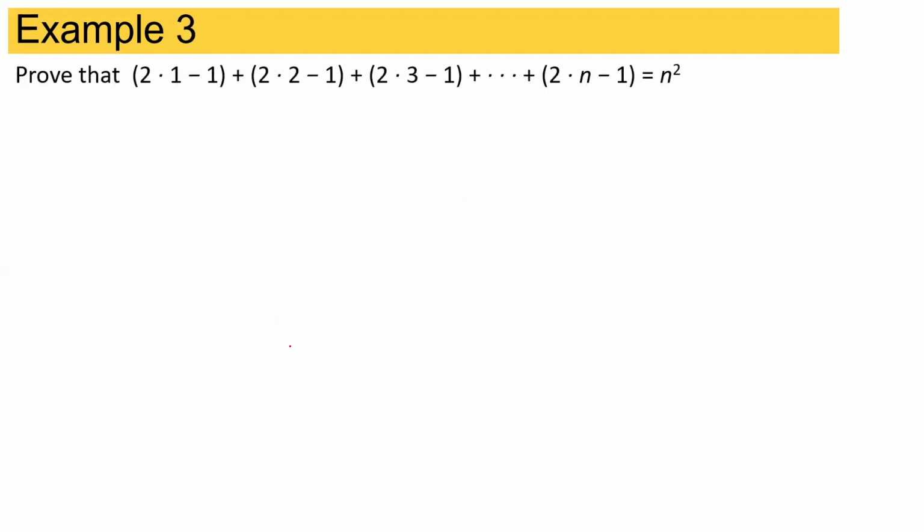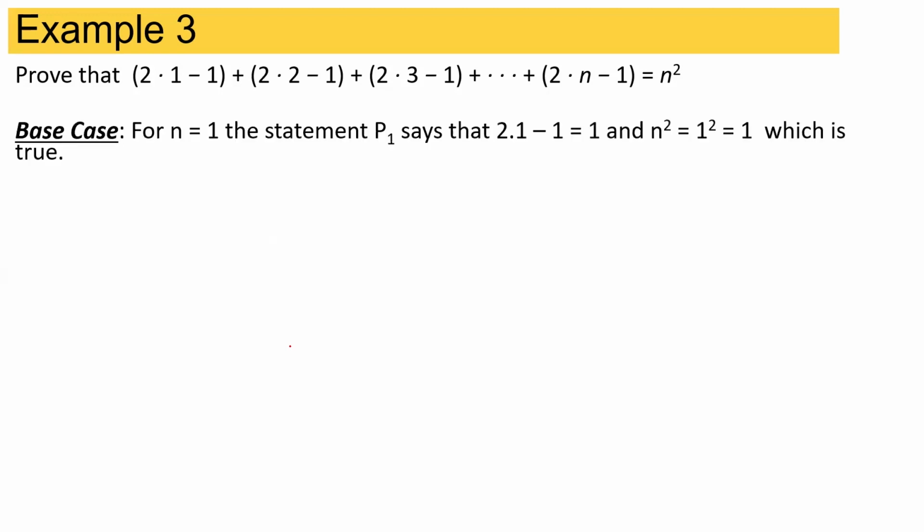Another example over here. So 2 times 1 minus 1, 2 times 2 minus 1, and so on, adding those terms till n, is equal to n squared. That is, n squared can be represented as a sum of integers multiplied by 2 and subtracted by 1. So again, using the principle of mathematical induction, the base case is for n equal to 1. Here n equal to 1 gives 2 times 1 minus 1, which is 1, and so this is true.